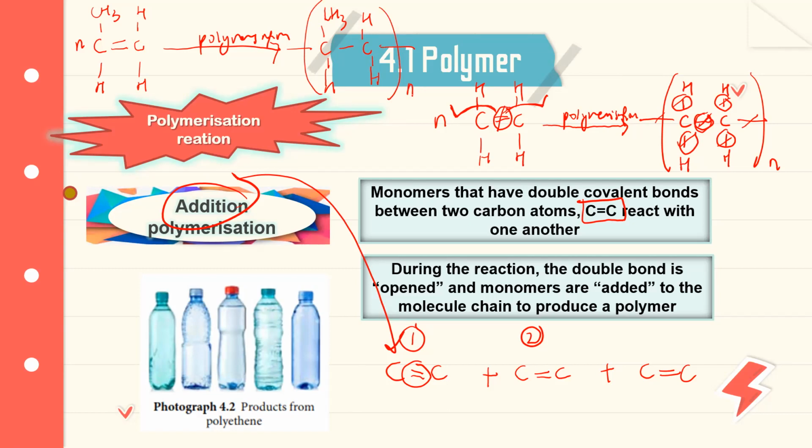Okay, so when you see a double bond, what polymerization is it? You can put it in the chat. You can answer teacher in the chat. You see a double bond, what polymerization is it? Addition. Very good. Thank you, Sharifa. It is addition. Well done.